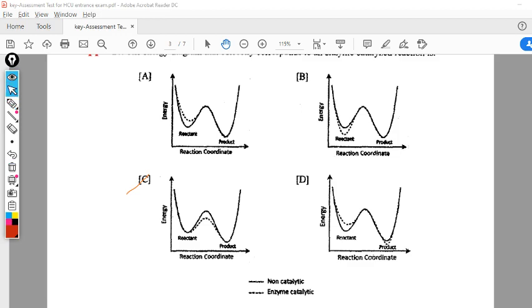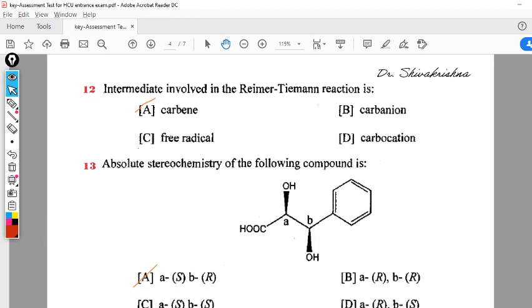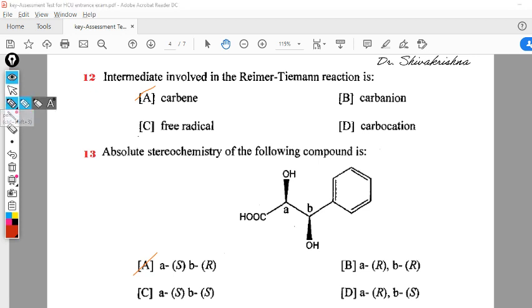Next. The intermediate in the Reimer-Tiemann reaction, of course, is a carbene. You all know. Okay. Next, RS nomenclature.